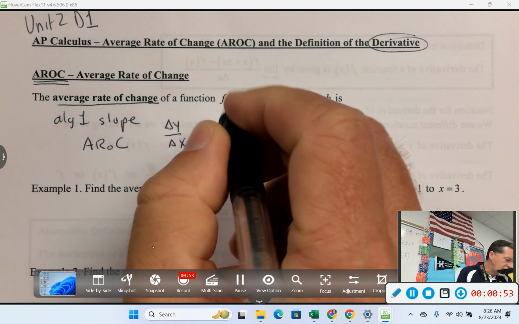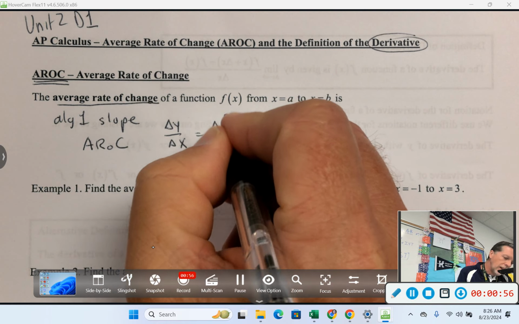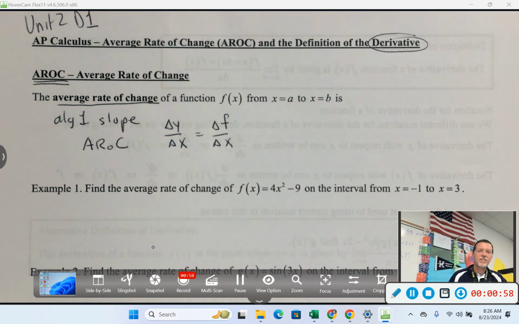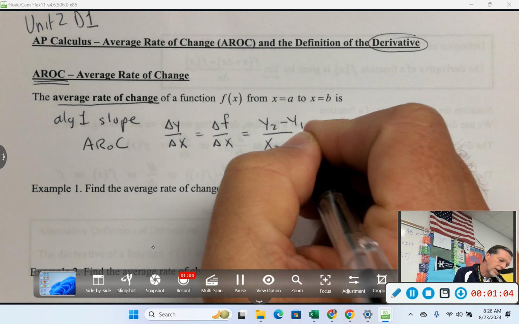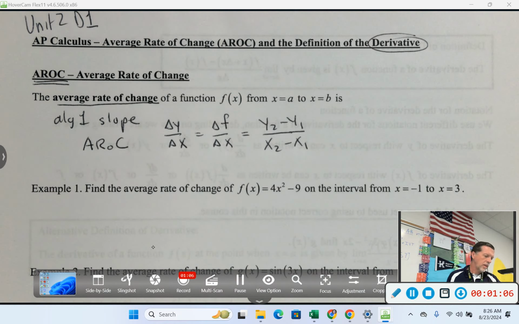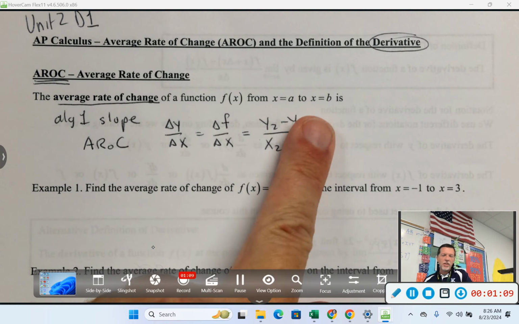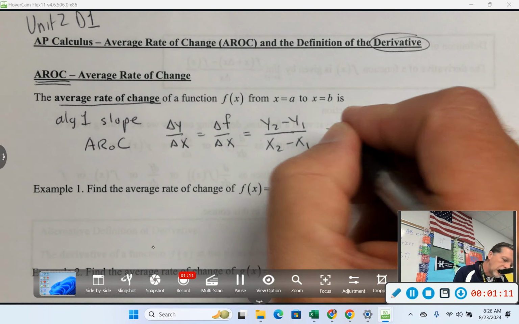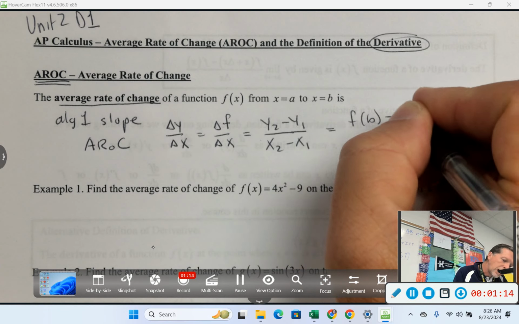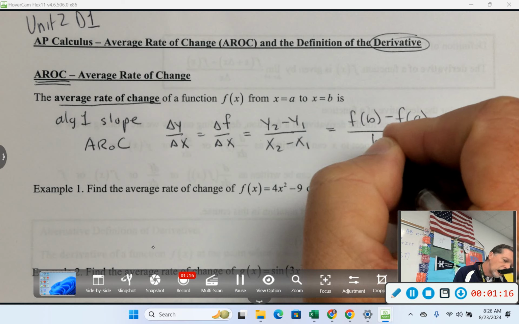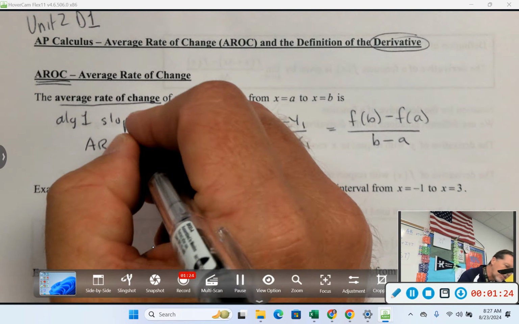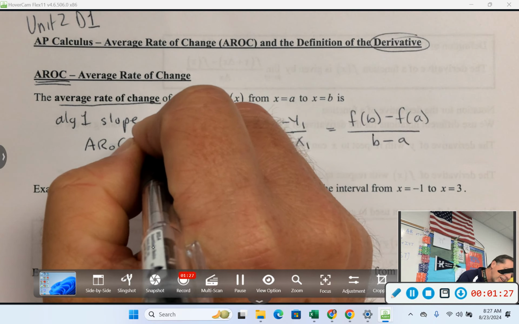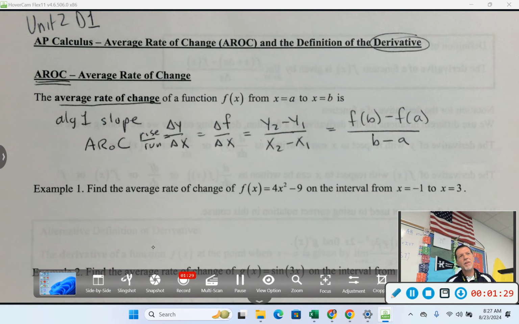Change in y over change in x. Change in f over change in x. Y2 minus y1 over x2 minus x1. And I guess if we're getting specific with from A to B, then we would say f of B minus f of A all over B minus A. But all of that's kind of the same thing for slope. Rise over run. Maybe I could have started with that one. But all of those mean the same thing.